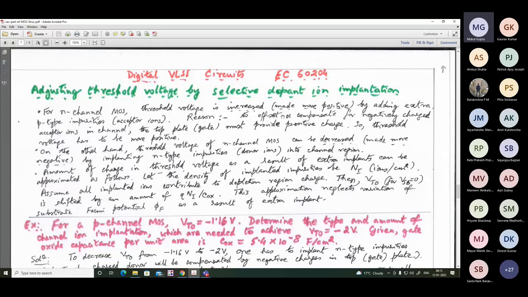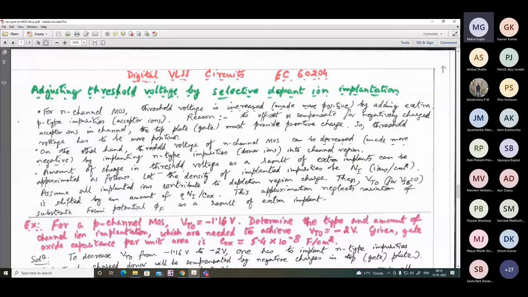What is the reason? If you make acceptor impurities present in the channel, it will lead to an increase of the threshold voltage, or the threshold voltage will be more positive. The reason is that to offset or compensate for the negatively charged acceptor ions in the channel, the top plate or gate must provide positive charge. That means the threshold voltage has to be more positive.